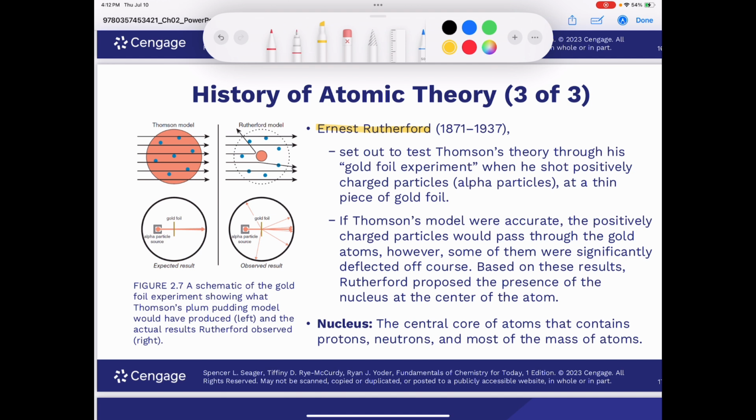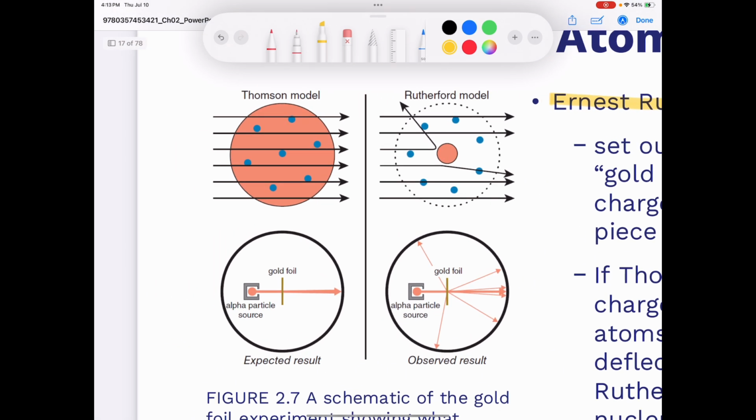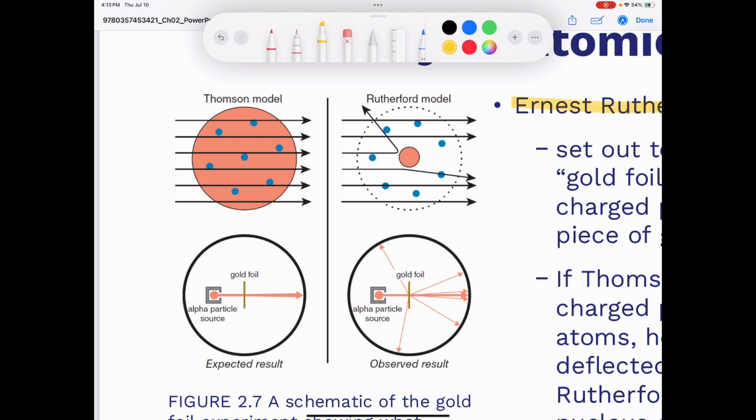And he did one of the most famous experiments in all of science, called the gold foil experiment, where he shot positively charged particles that we call alpha particles, which is really just the nucleus of a helium atom, at a piece of foil. So here's the idea. According to Thomson, if you fired your alpha particles, which is what these black lines represent, at this piece of gold foil, the alpha particles should just go right through.